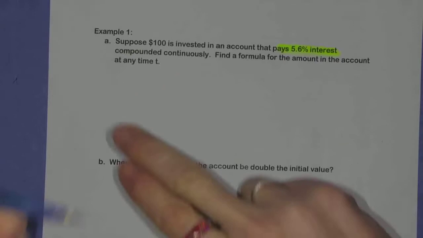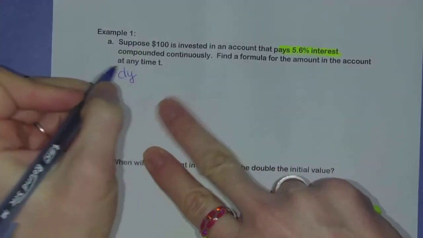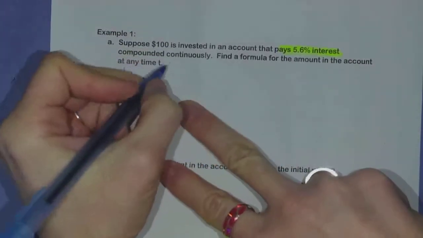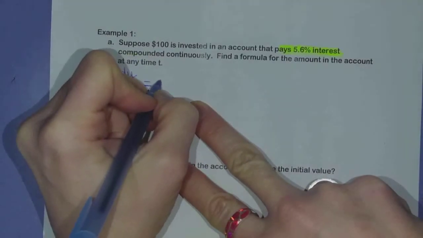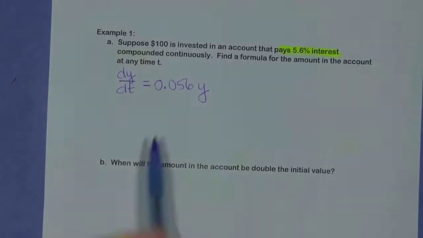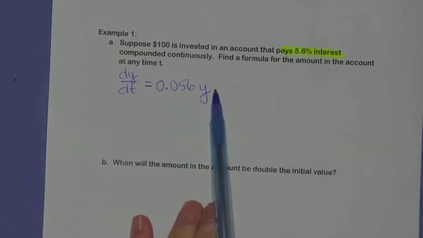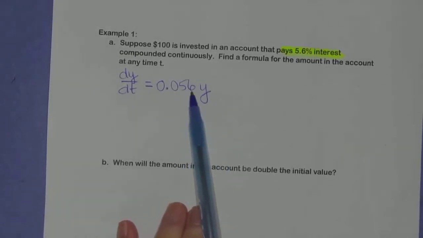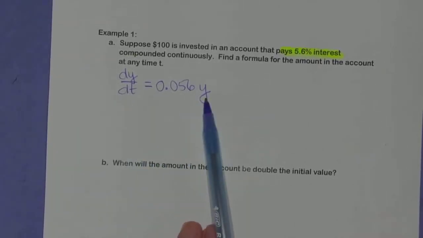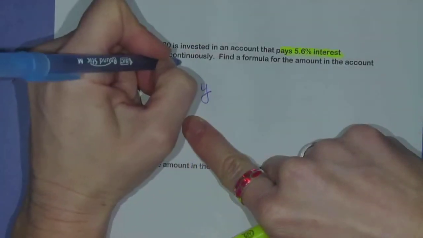So it seems that because my rate of growth here is 5.6% interest, the change in the amount in the account, which we'll call y, the change in y with respect to t, is growing at a rate equal to 5.6%, which will be 0.056, times the amount present. If you want 5.6% of what you got, then you multiply 0.056 times what you got. So we're growing at this rate. So this becomes my differential equation, and the 0.056 becomes my k.